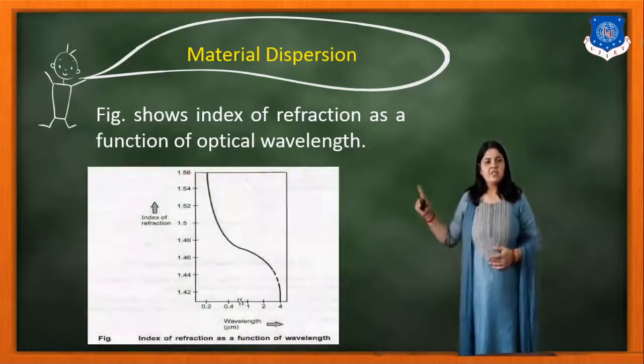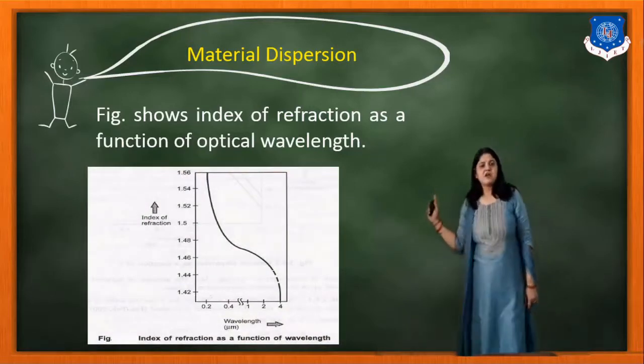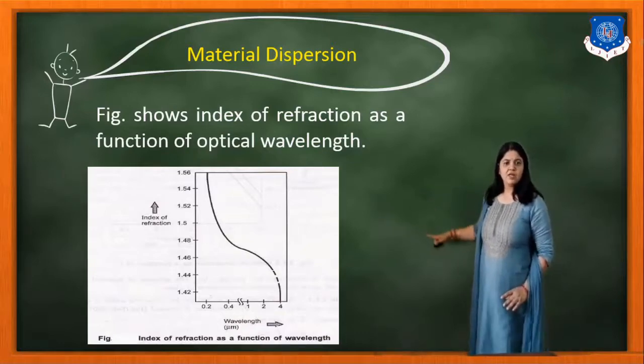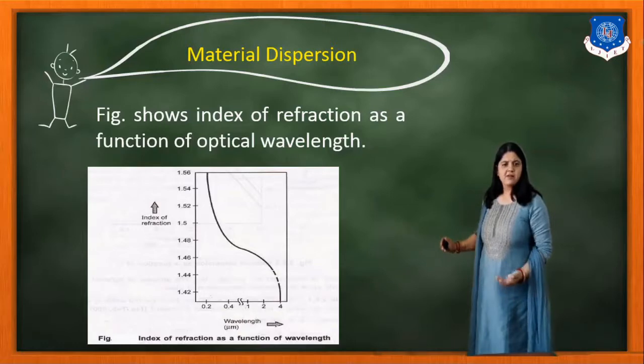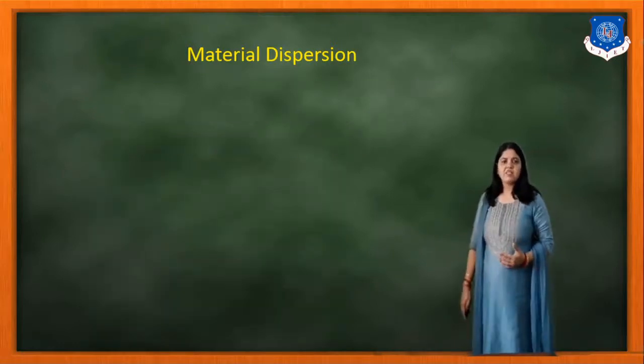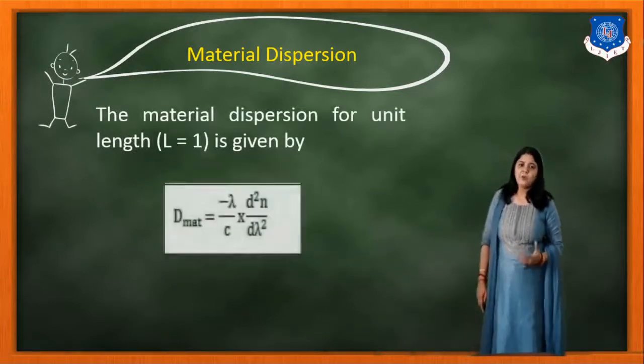So here you can see in the diagram the index of refraction as a function of the optical wavelength. Here the wavelength is there, and the index of refraction. So now what happened? Again the same way as earlier, whenever the wavelength increases, this loss decreases. So this way we can choose the particular material.